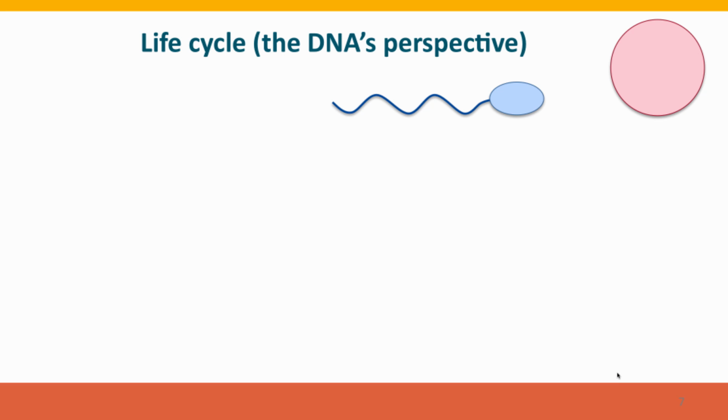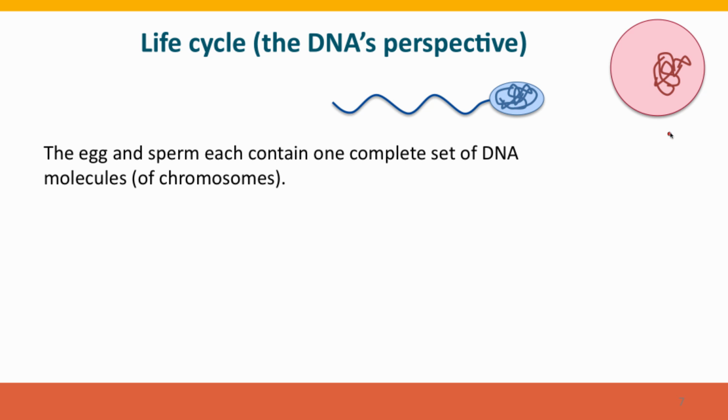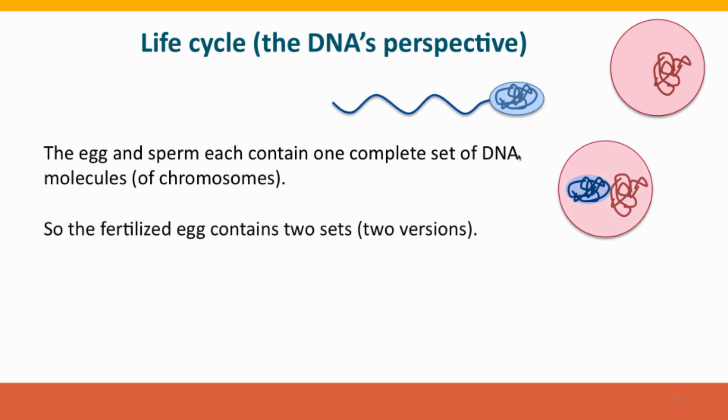So, if we think about DNA in the life cycle, we know that each egg and each sperm contains one complete set of DNA molecules, 23 chromosomes. And when the egg and the sperm meet, when the sperm fuses with the egg, the resulting fertilized egg contains two complete sets of genes, one from each parent.